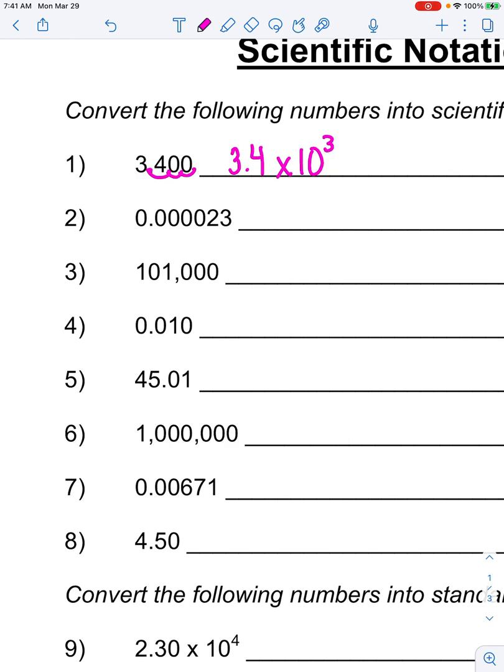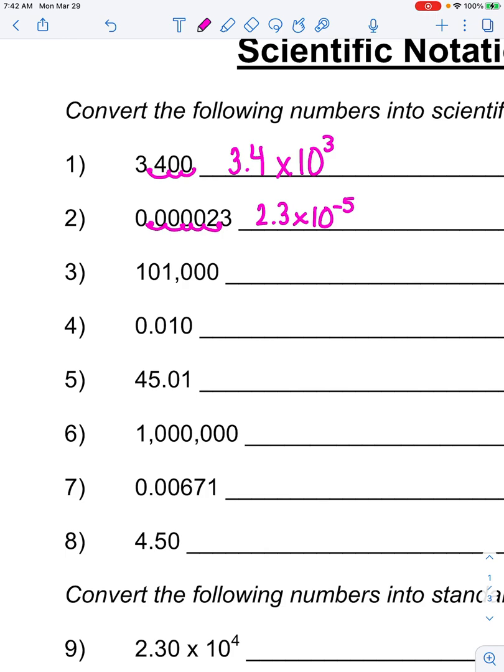Number 2, the decimal is here. We want to move it here, again because we only want one number in front of the decimal: 1, 2, 3, 4, 5, 6, 7, 8, or 9. So we have 2.3 times 10 to the 1, 2, 3, 4, 5, but it's going to be -5 because it's a small number. The zeros are in front of the number.